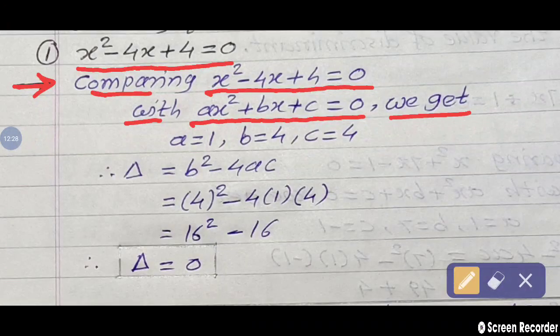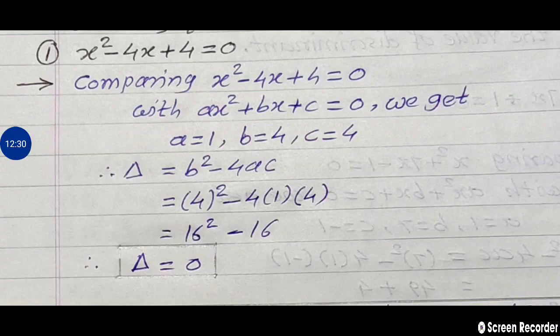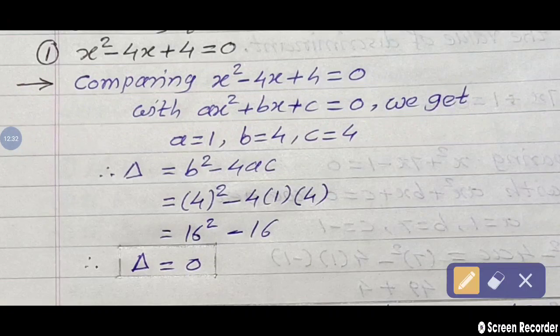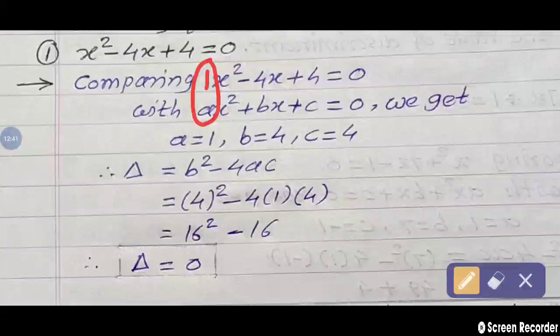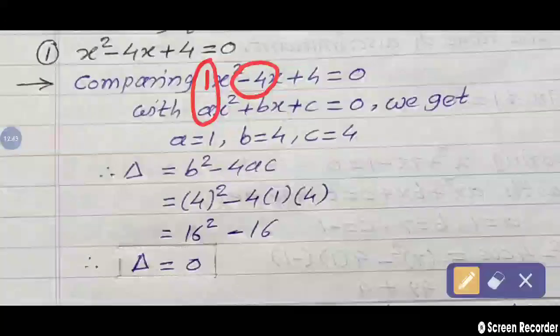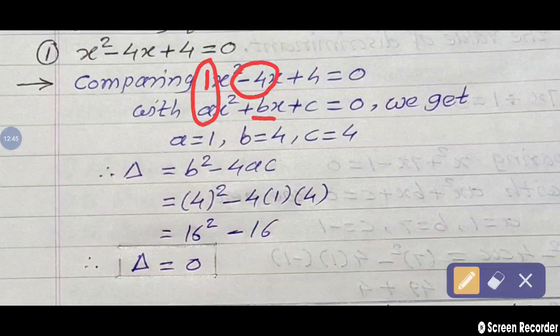What is the value of a? Now check again. The coefficient of x square, nothing is there, means 1. So the value of a is 1. The value of b is what? Check there, minus 4. Clear all of you? And the value of c is plus 4. Then find out the value of the discriminant.